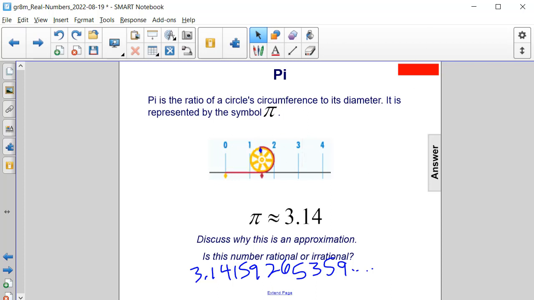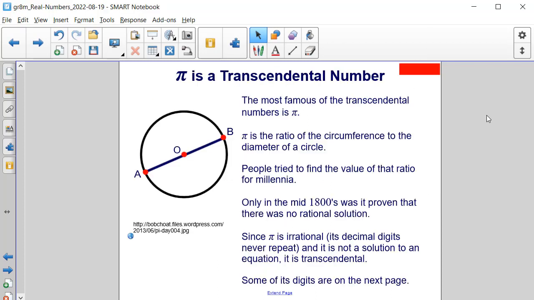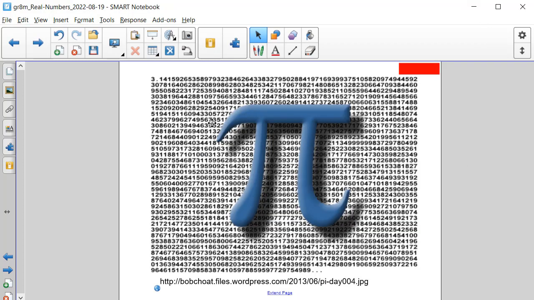So that's pretty cool. And pi is the most famous transcendental number. It's the ratio of the circumference to the diameter of a circle. And people have tried to find the value of that ratio for many millennia. Only in the mid-1800s was it proven that there is no rational solution or value for pi. And since pi is irrational, meaning its decimal digits never repeat, and it is not a solution to an equation, it's considered to be transcendental. Some of its digits are on the next page. So here we can see many of the digits of pi.